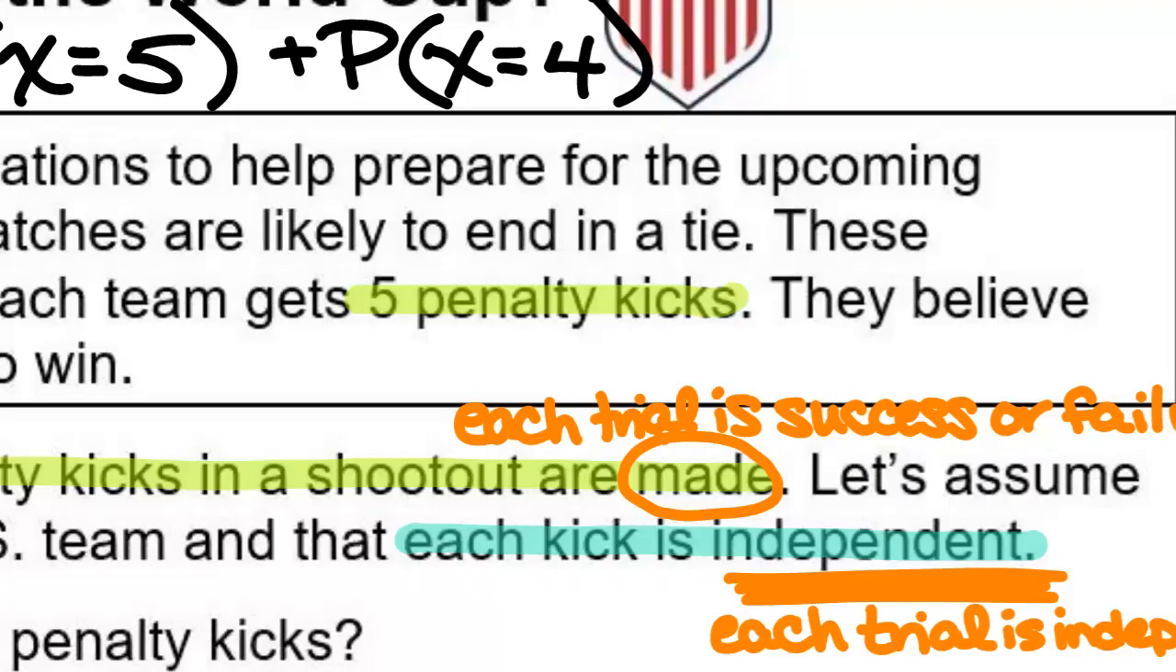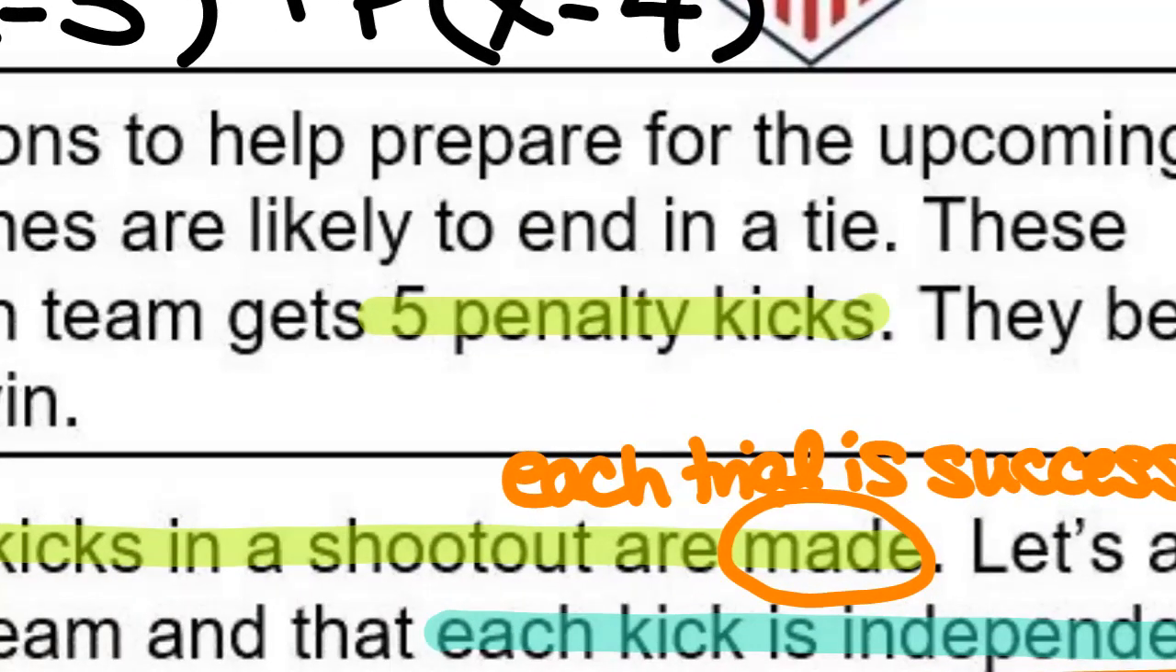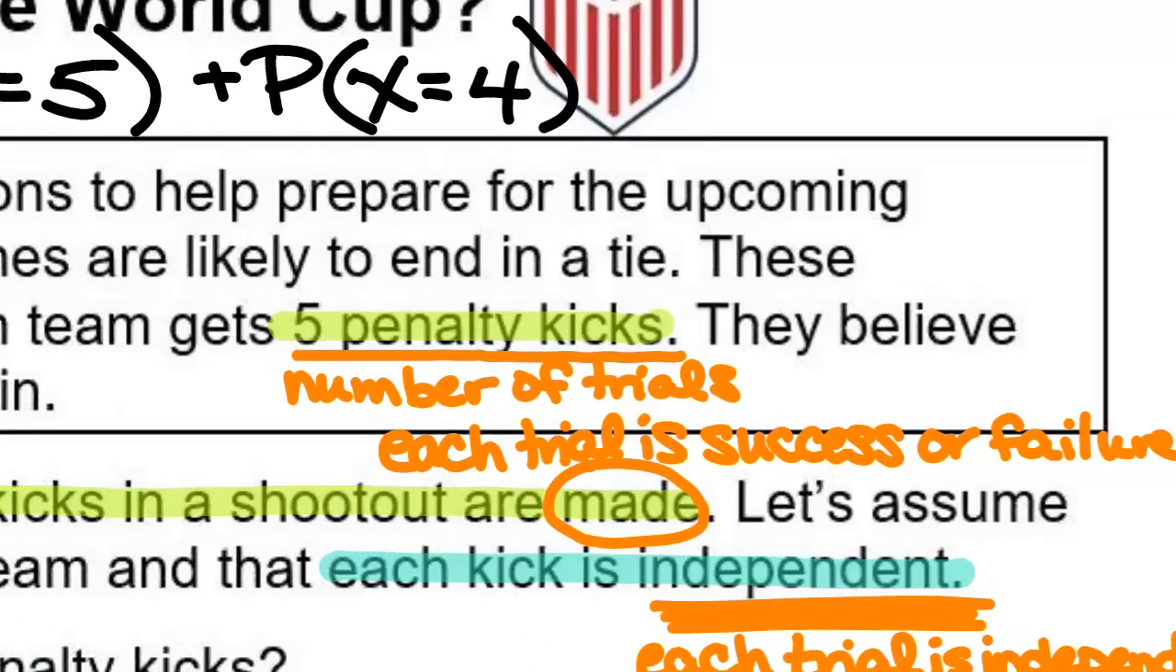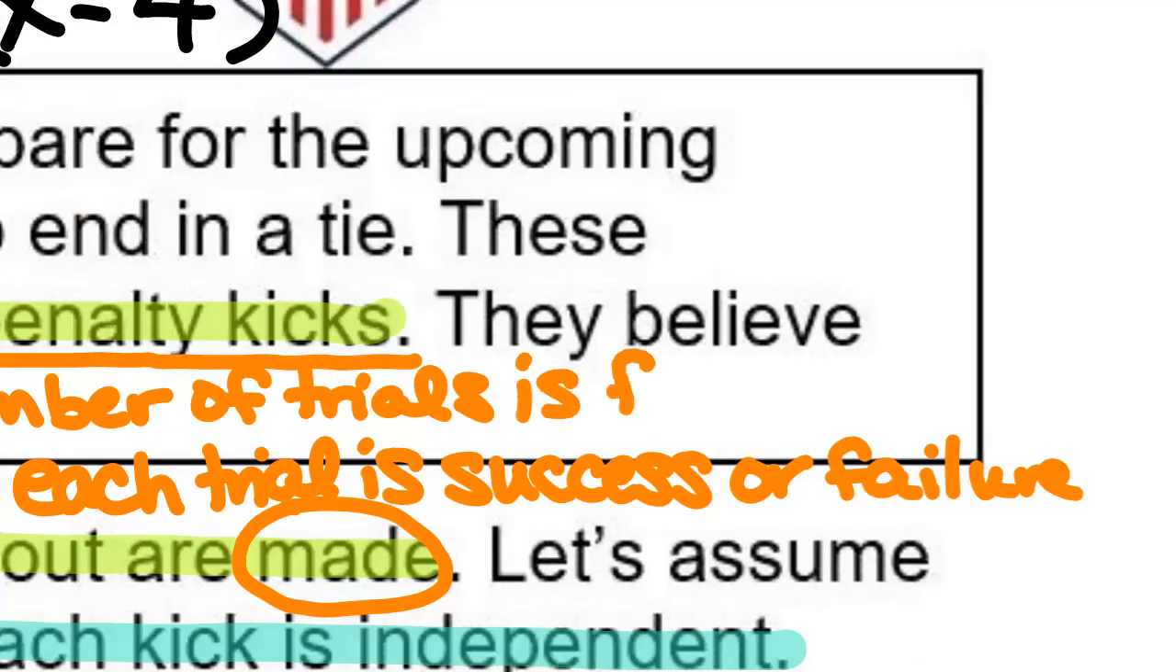Fixed trials. So looking at the beginning of this problem, what is our fixed number of trials? Again, you can unmute your mic or type it into the chat. What was the fixed number of trials here? Yes, thank you, Casey. It says 5 penalty kicks. So the number of trials is fixed. N equals 5. We use N for the number of trials.